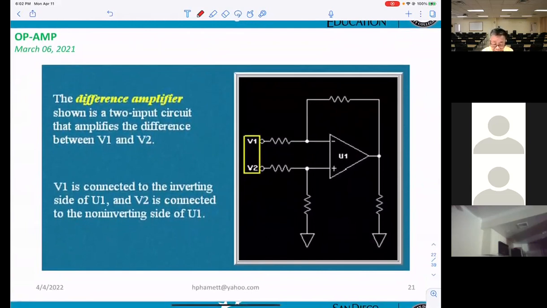Okay, now let us go with the left volt. We're working on the left volt. And you can see that the differential amplifier shows an input circuit that amplifies the difference between V1 and V2. V1 connects to the inverting input, V2 connects to the non-inverting input.